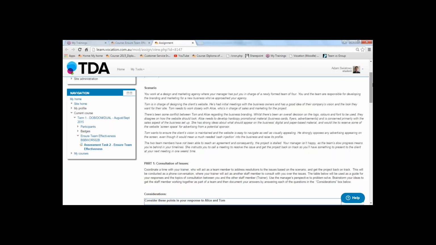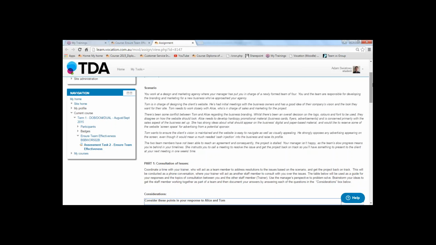She has strong ideas about what should appear on the business's digital and paper-based material and would like to reserve some of the website's screen space for advertising from a potential sponsor. Now, Tom wants to ensure that the client's vision is maintained and the website is easy to navigate as well as visually appealing. He strongly opposes any advertising appearing on the screen, even though it would mean a much needed cash injection into the business and raise its profile. The 2 team members have not been able to reach an agreement and consequently the project is stalling.